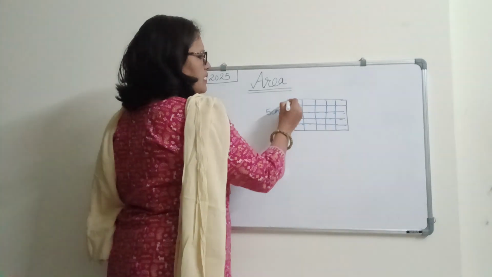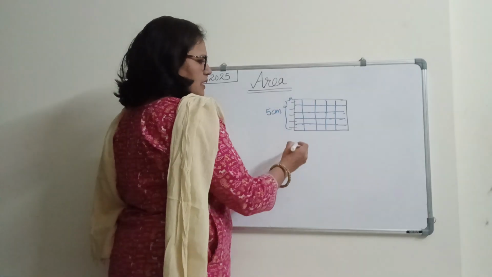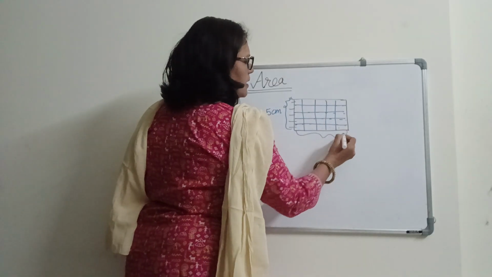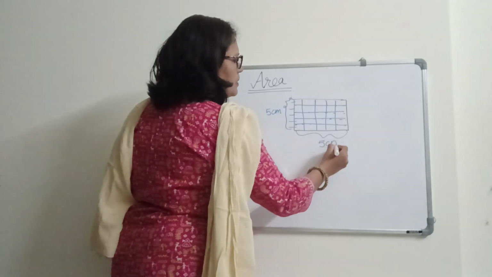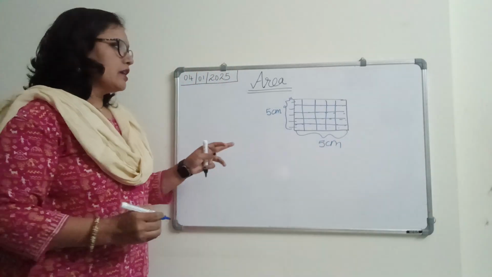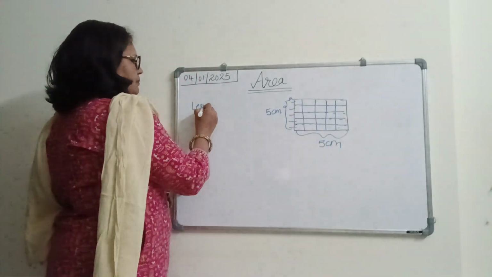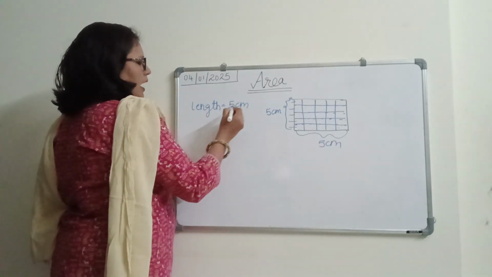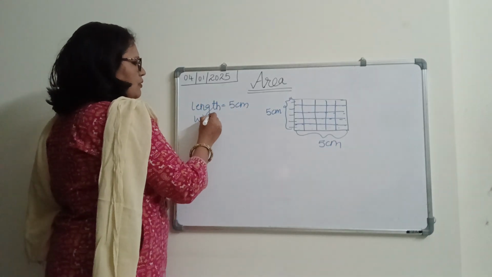Each one is 1 centimeter, so it is 5 centimeters. And how many columns are there? 1, 2, 3, 4, 5. Again it is 5 centimeters. So here the length is 5 centimeters and the width is also 5 centimeters.